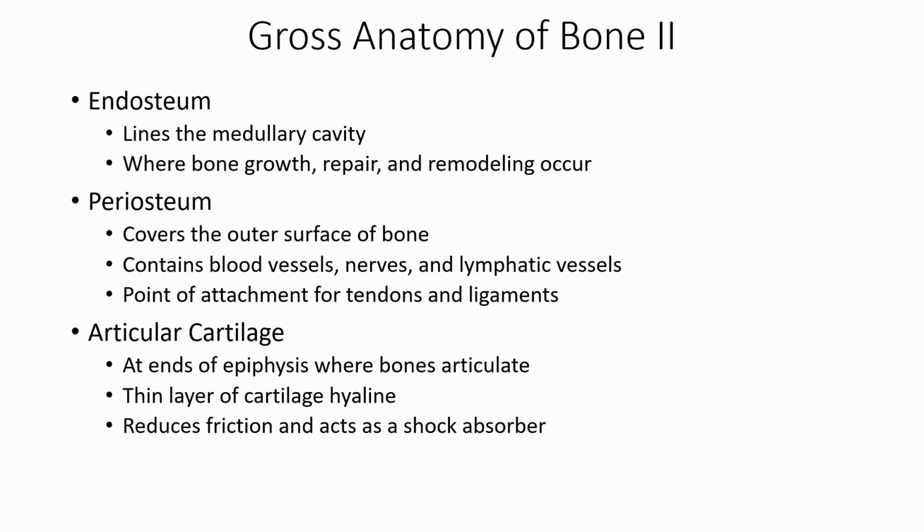And then the articular cartilage I mentioned at the very ends of the epiphyses, where bones articulate with other bones. We have this thin layer of hyaline cartilage. And again, this is to help give some protection. It can absorb some of the shock from movements, and it also can reduce the friction that occurs there. If you were to have bone on bone, you would definitely have a lot of issues because you wouldn't be able to absorb as much of that shock from movement and force, and you would definitely feel the friction.